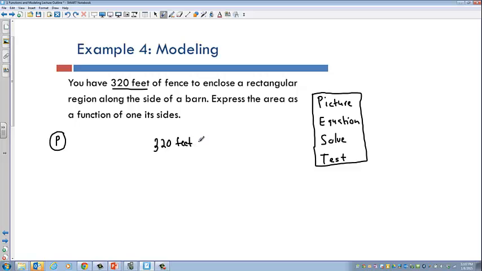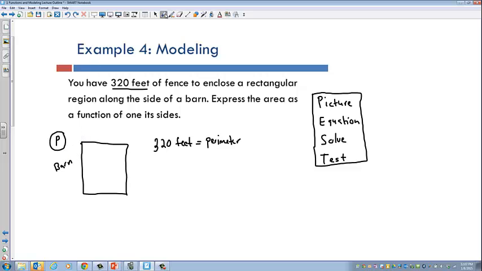And so we're working with area and perimeter stuff. So this is actually the perimeter. It's the amount of fence we have. And you can draw the picture here. You're going to make a rectangular region. And one side of this rectangle is going to be a barn. So I'm just going to put the barn on this side. It does not matter which side you put it on.